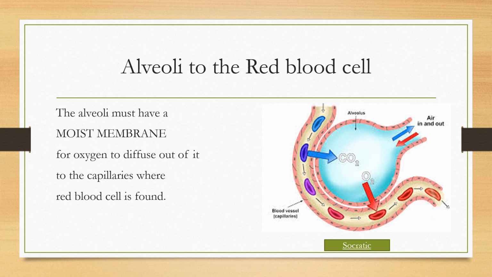So the tip of the respiratory system is the air sac or the alveoli. We are able to see in the drawing on the right the alveoli with a capillary near its side. The alveoli must have a moist membrane for oxygen to diffuse out of it to the capillaries where the red blood cell is located. Then you are able to see through the red arrow that oxygen diffuses out of the alveoli to the capillary into the red blood cell.